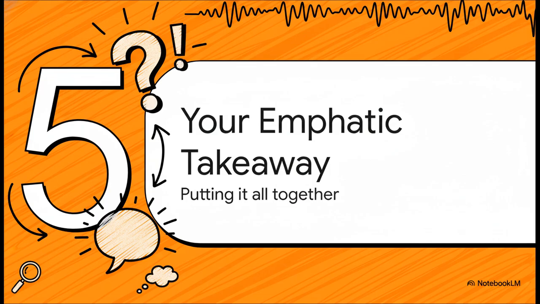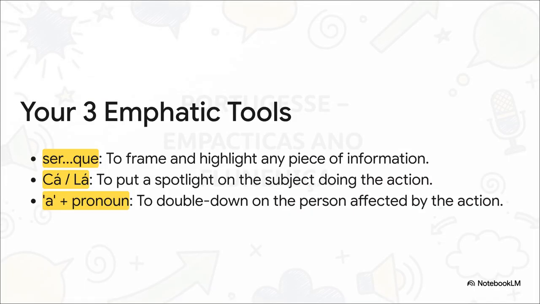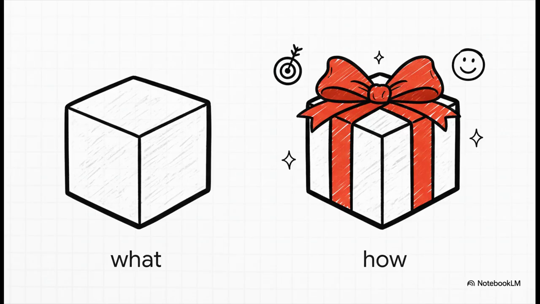Let's just do a super quick recap of what we've just packed in there. So remember your 3 tools. You've got ser que to frame and highlight one specific detail. You've got cá or lá to put the spotlight on whoever is doing the action. And you have that a plus pronoun trick to double down on who is affected by it all. And this brings us to the most crucial point of all. None of these tools change the basic meaning of what you're saying. This is all about style, it's about focus, it's about personality. It's the difference between speaking correct Portuguese and speaking real, authentic, expressive Portuguese.